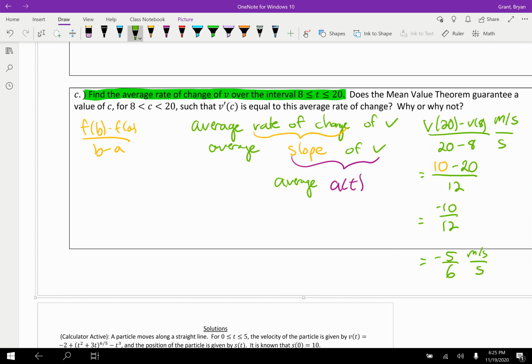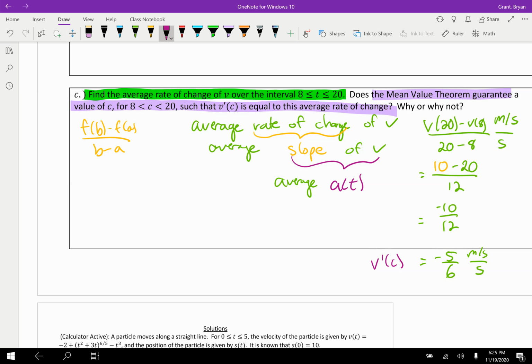But the second question, does the mean value theorem guarantee a value of c such that v prime of c is equal to this average rate of change? Well, isn't that what the mean value theorem says? We found the slope of the secant line, and the mean value theorem says, cool, you found the slope of the secant. There is going to be some other point that is equal to the slope of the secant. You're like, well, that's mean value theorem. We might as well start writing our conclusion.